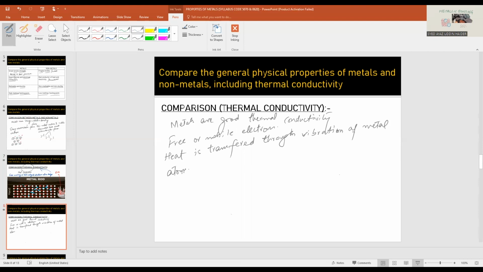Non-metals do not conduct heat. Non-metals are insulators. So they don't have free or mobile electrons that help them in conduction of heat. Mobile electrons are absent.